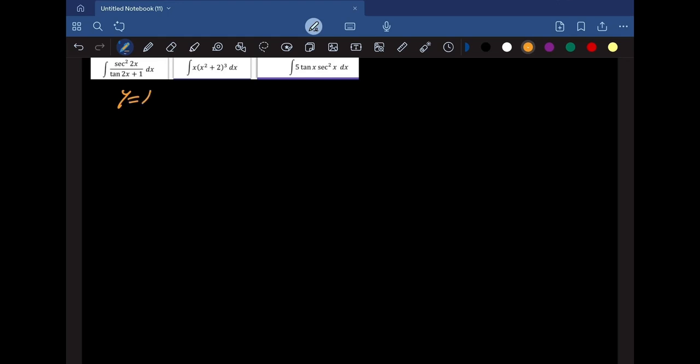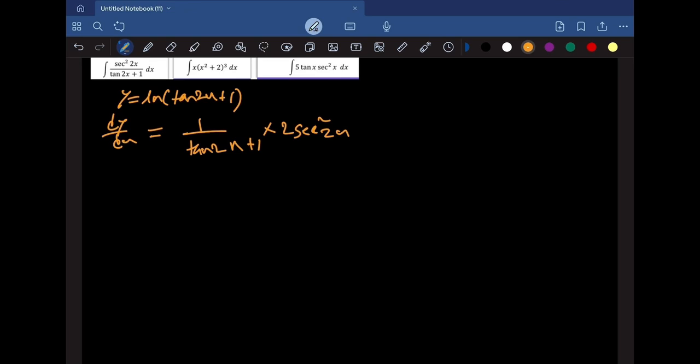So y is equals to ln tan 2x plus 1. Don't forget to write consider, though I haven't written because of small space. So dy by dx is equals to 1 divided by tan 2x plus 1 into 2 sec squared 2x. We know when we differentiate tan 2x, it becomes sec squared. We've taken the differential as well, that's why 2 has come right here. So it has become 2 sec squared 2x.